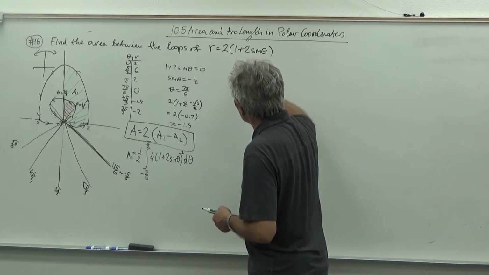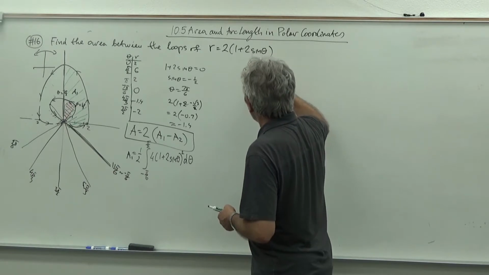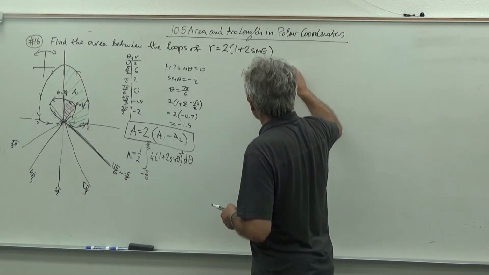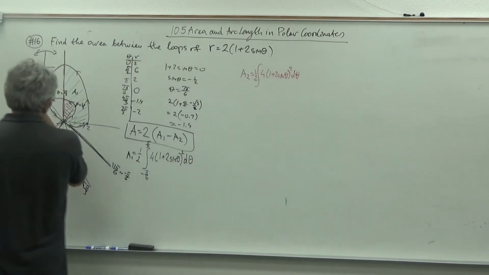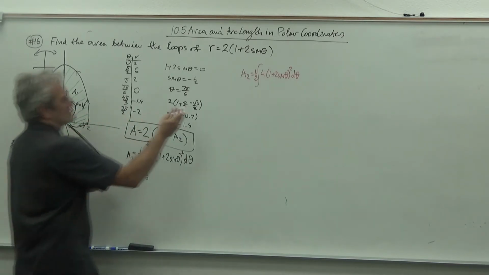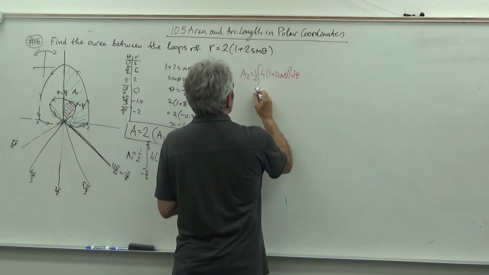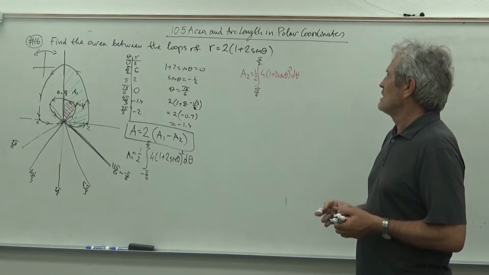What about integral A2? It will be the same integral, so I have here 4 times 1 plus 2 sine theta squared d theta. But what are the limits here? Let's recall what happened there. We entered that region at 7 pi over 6. It was here. So at 7 pi over 6 we came to 0, 4 pi over 3, 3 pi over 2. So this one's much easier to set up. So between 7 pi over 6 and 3 pi over 2. That's it. Everything left is just calculation.